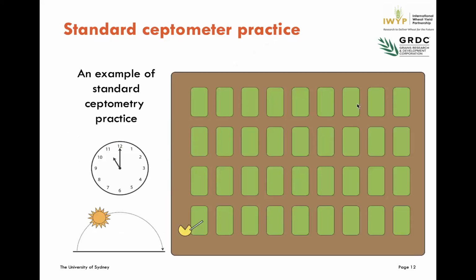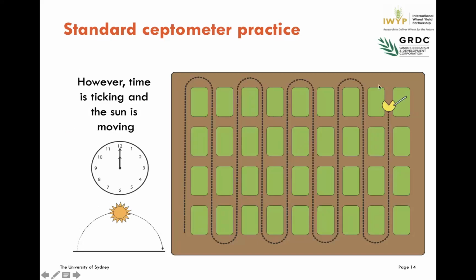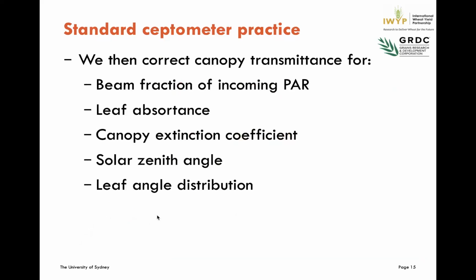How do we use these? Well, we have our little field plot here, and our little Pac-Man with a ceptometer in his hand. Generally, what people will do is they will start at about 11 o'clock in the morning, and they will start walking around their field plots, taking measurements in one plot after the other. As I mentioned, these measurements are normally taken between 11 and 2 in the afternoon, as per CIMIC guidelines. And the reason for that is, as this little Pac-Man is walking around the field, time is ticking away, and the sun is also moving across the sky. And so that's not really a good thing, but we can correct for certain factors.